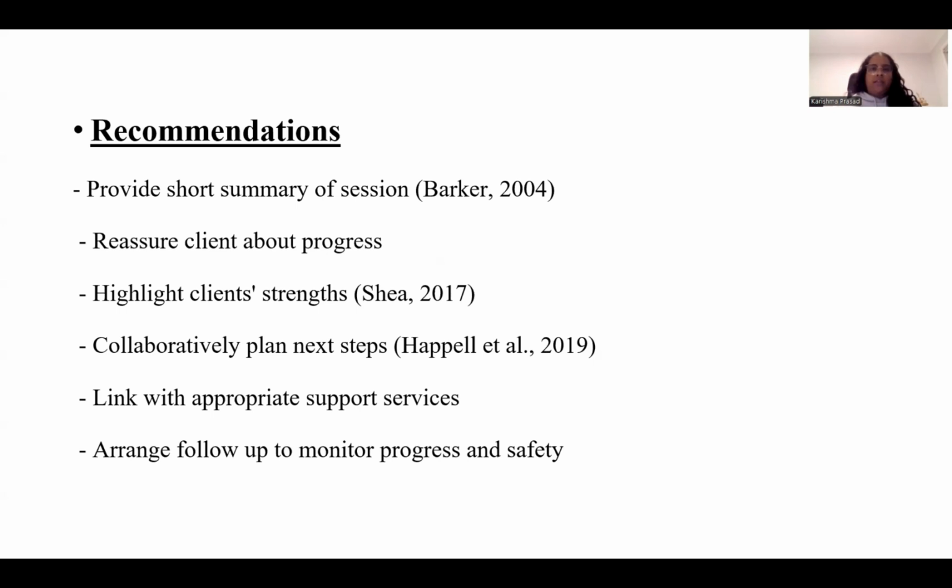Overall, while the interview ended respectfully, it could have been improved with a clearer summary, reassurance, and collaborative goal setting. A structured closure that highlights progress, acknowledges the client's resilience, and provides clarity about what will happen next would have further built trust and continuity. The next steps should involve linking the client with appropriate support services, arranging a follow-up to monitor progress and safety, and maintaining open communication to ensure the client feels valued and supported in their recovery journey.